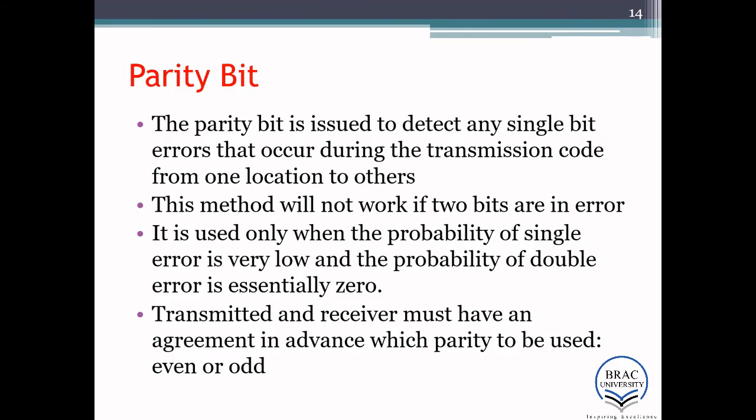So the parity bit is used to detect any single bit errors that occur during the transmission of code from one location to another. The method will not work if two bits are in error. It is used only when the probability of single error is very low and the probability of double error is essentially zero. Transmitter and receiver must have an agreement in advance on which parity to use, even or odd.